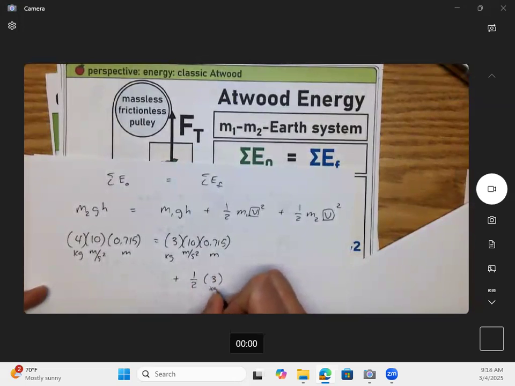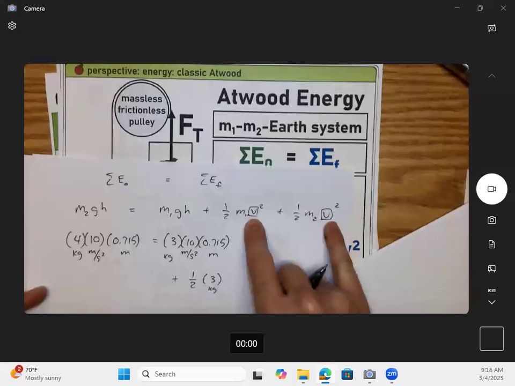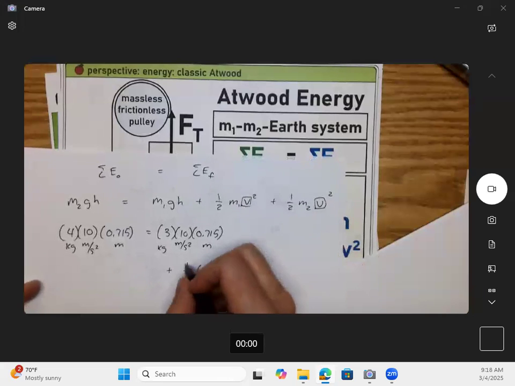We've got 3 kilograms moving it. Hey guys, it's okay if I factor out the v squared from these 2 terms. Is that okay? Can I factor that out? Right. So let me do that.